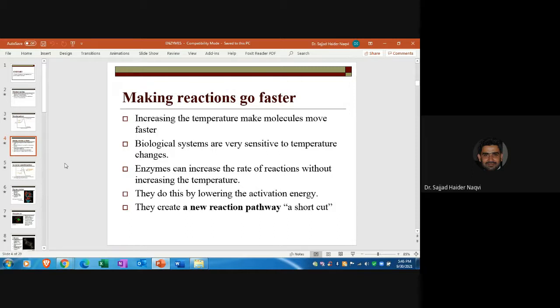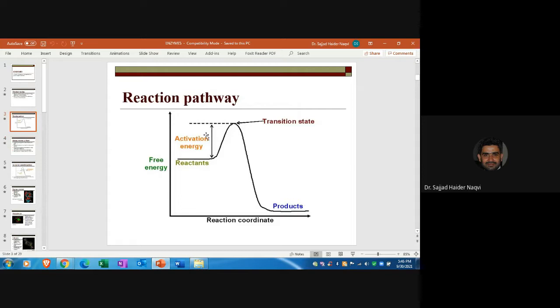So the enzymes, how do they increase the rate of the reaction? The mechanism by which the enzymes increase the rate of the reaction without changing the temperature is by lowering the activation energy. So in this picture, if this is the activation energy required under normal circumstances, in the presence of an enzyme, for example, it may decrease up to this level, half. That means a little amount of energy is needed to transform the reactant into the transition state. And that's how the reaction speed would be faster.